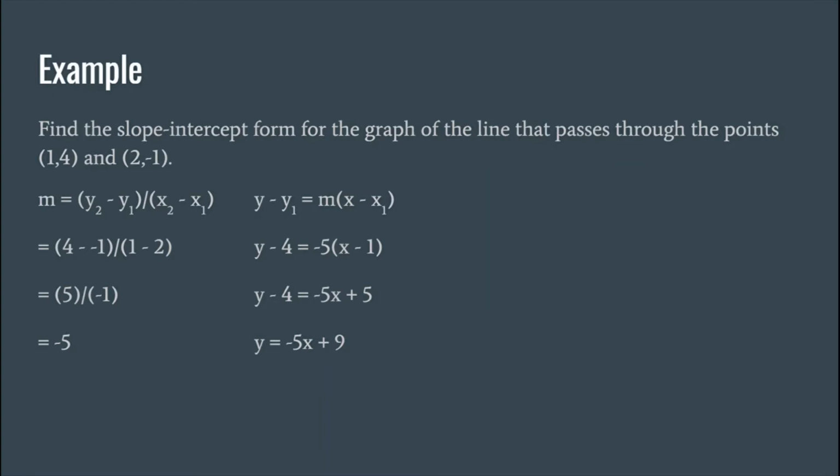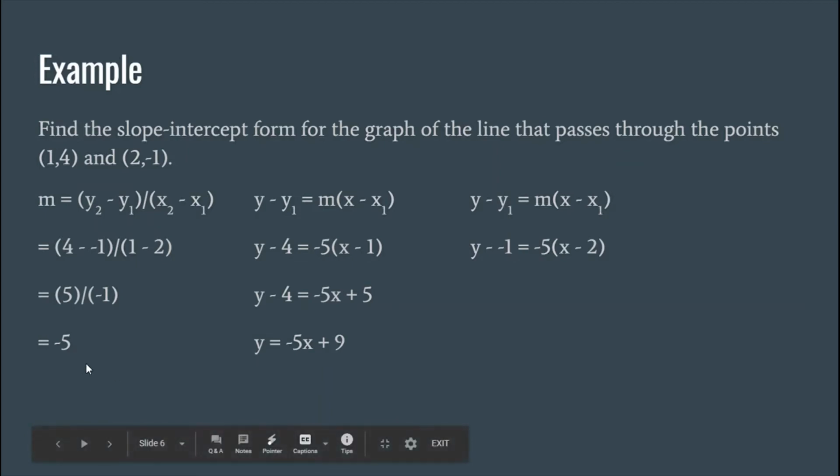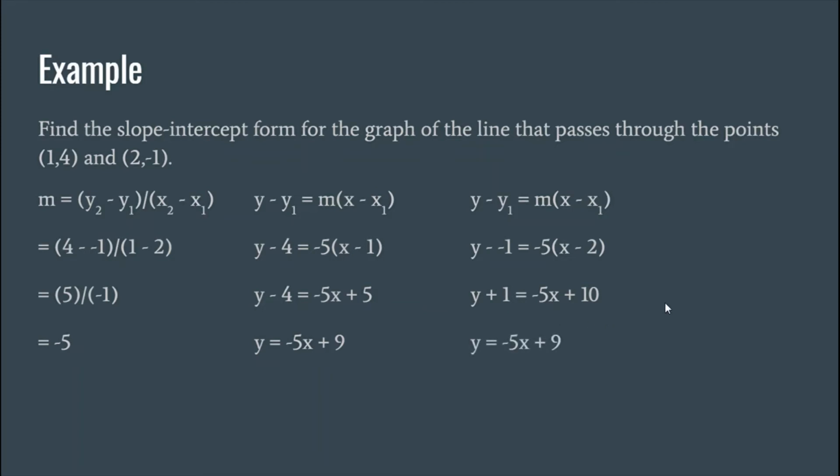Now what if we wanted to use the other point? Well, it's not a problem. We do the same thing. We're going to substitute in. So y is -1, x is 2, and the m was -5 that we got here. Again, I'm going to distribute here, and then I simplified the left side of the equation. Then I'm going to subtract 1 from both sides to isolate the y, and I get the same thing I got the last time. So it doesn't matter which point you use, as long as your operations are correct, you should get the same answer no matter which point you choose to use.